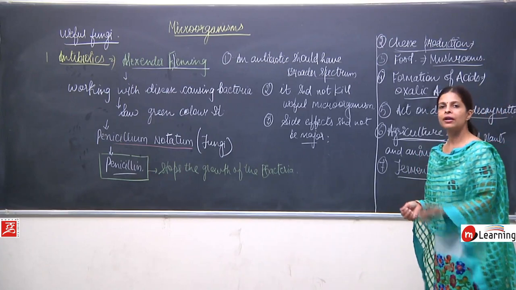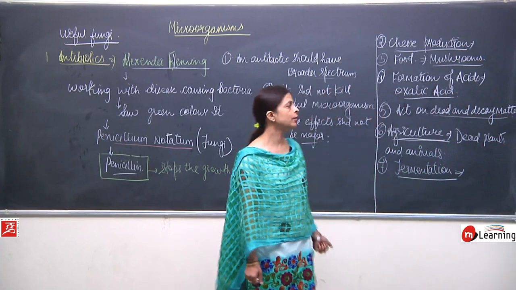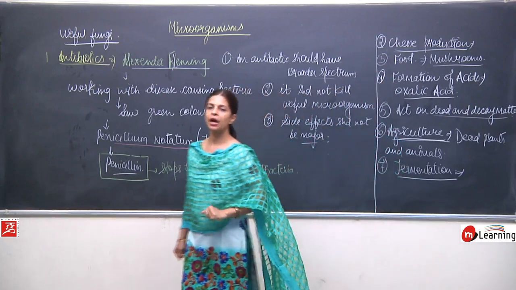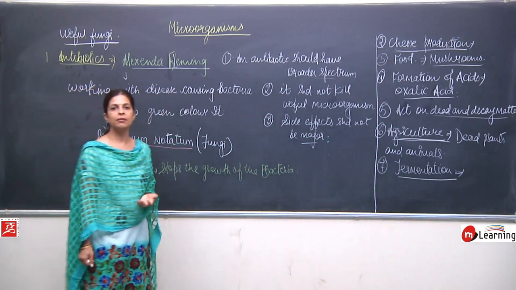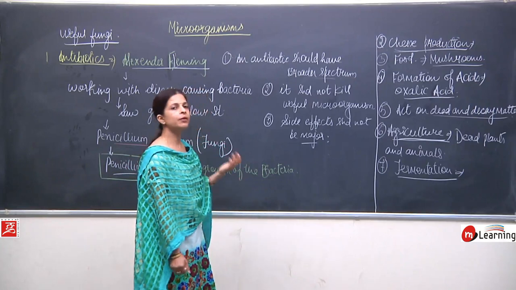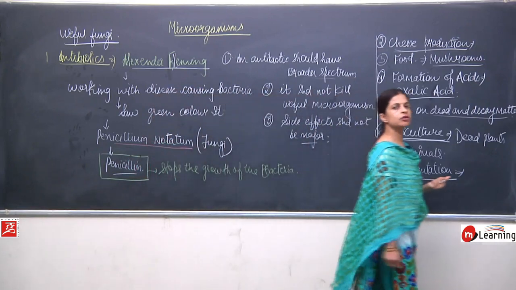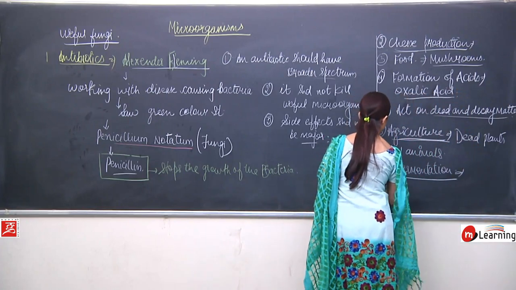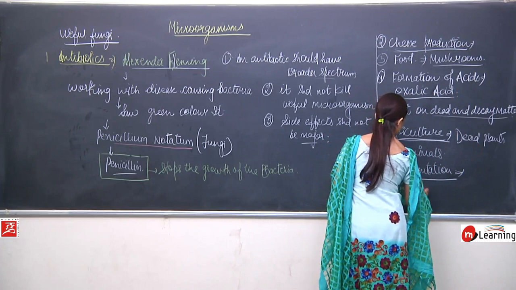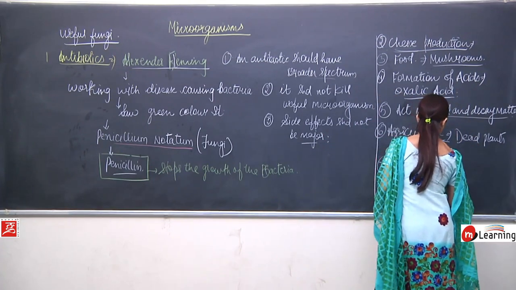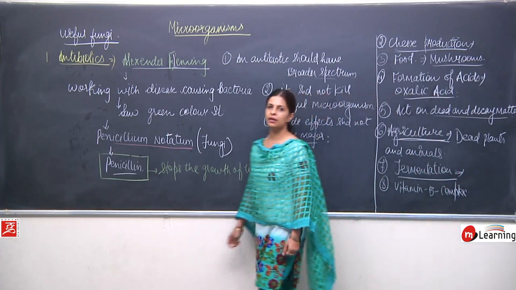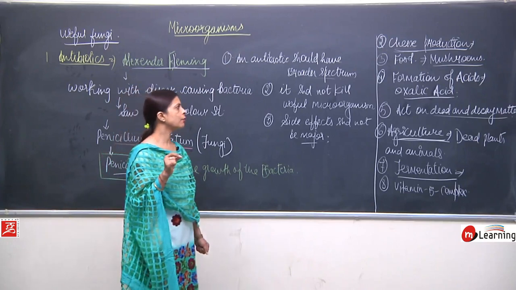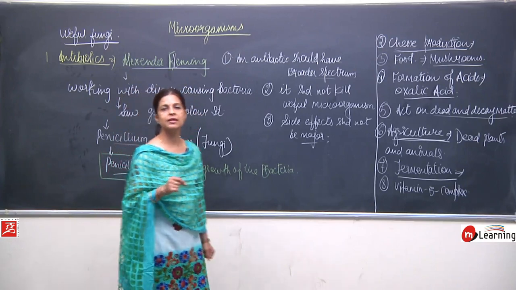And not only this, fungi are also used as food. When we are discussing food, mushroom is very important, as it is used in various ways. Mushrooms can be consumed in different ways at different places. Then fungi can also be used for the formation of vitamins, which I have not mentioned over here. I need to write vitamins, especially B complex. So fungi are used to make vitamins, used as food, used to prepare antibiotics, and for the formation of oxalic acids also.